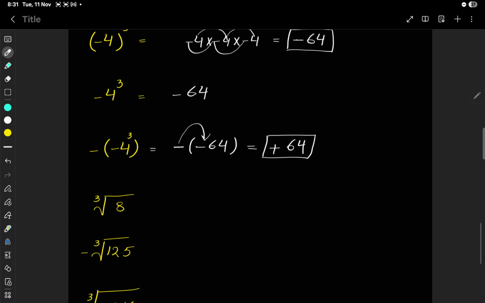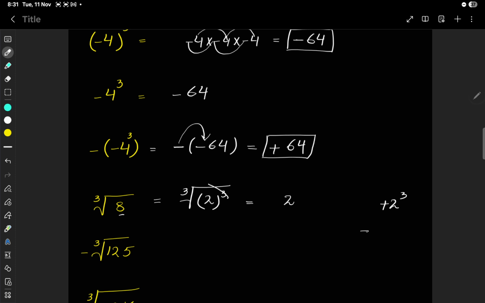Now we are going to find out the cube root of 8. So in a cube root, the inside number should be a perfect cube. So we will see, is 8 the cube of something? Yes, it is 2 cube, right? And the cube root will remove the cube, and we will have the answer 2. As this is plus 8, only plus 2 cube will be equal to plus 8.